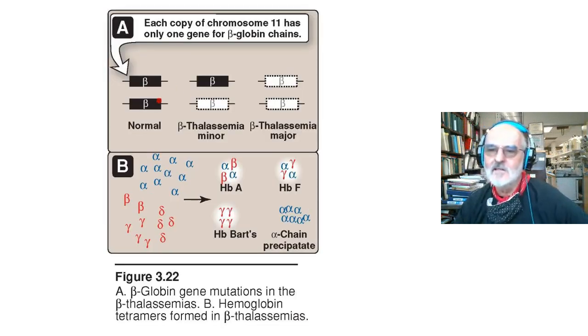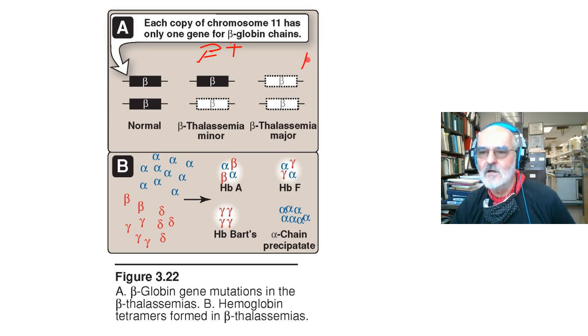Alternatively, in the beta thalassemia, you can lose 1 beta chain expression, and you can have reduced amount. This is minor, so this would be the beta plus. This would be beta plus, or you can have complete loss, and this would be beta 0. Okay?